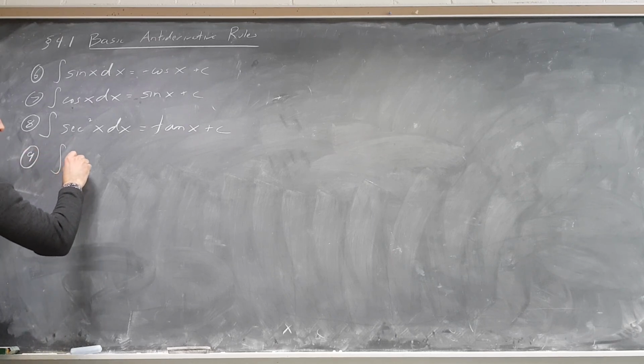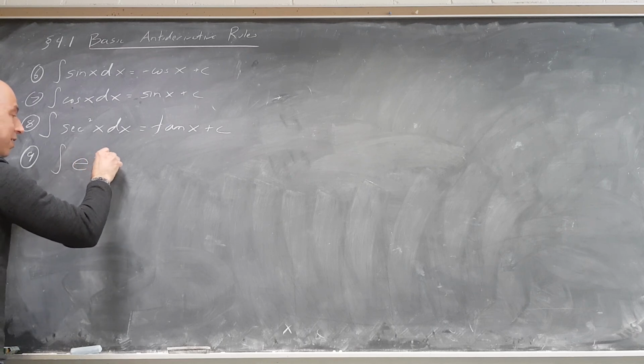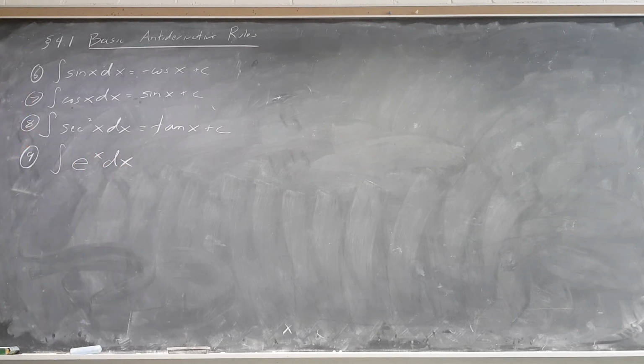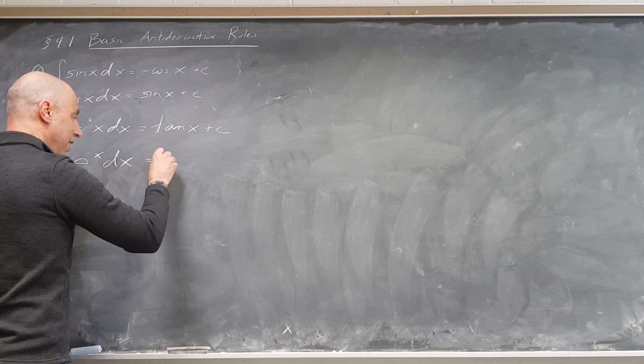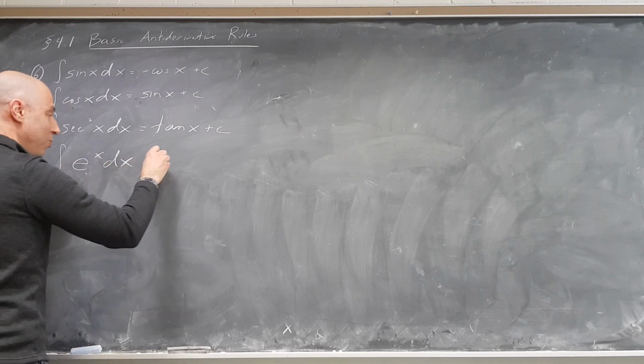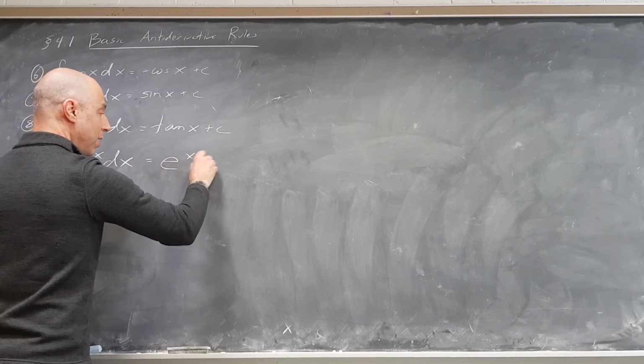The antiderivative of e to the x. I bet you don't have to work too hard to guess what the antiderivative of e to the x is. What do you take the derivative of to get e to the x? Well, e to the x, of course, plus a constant.